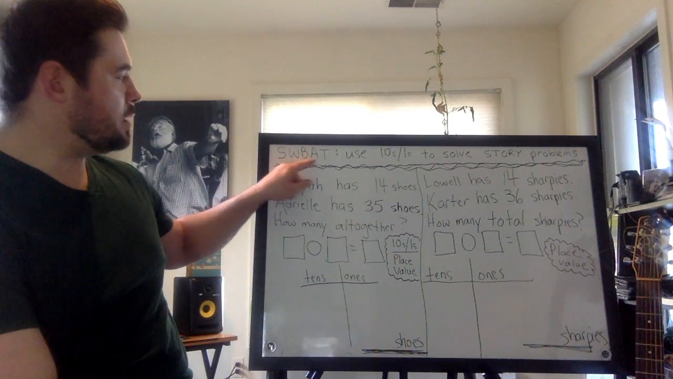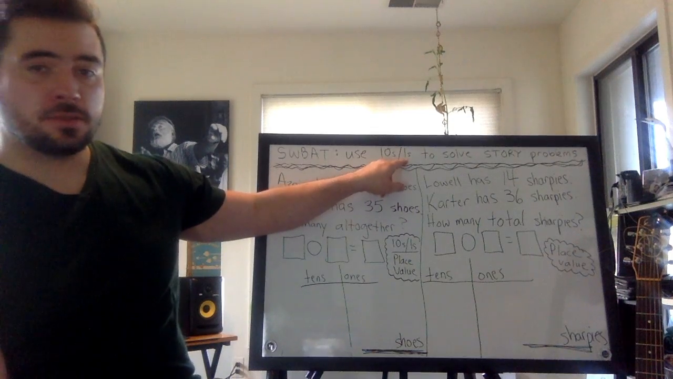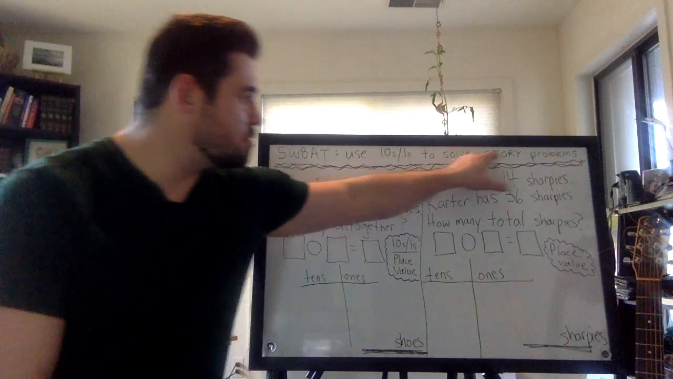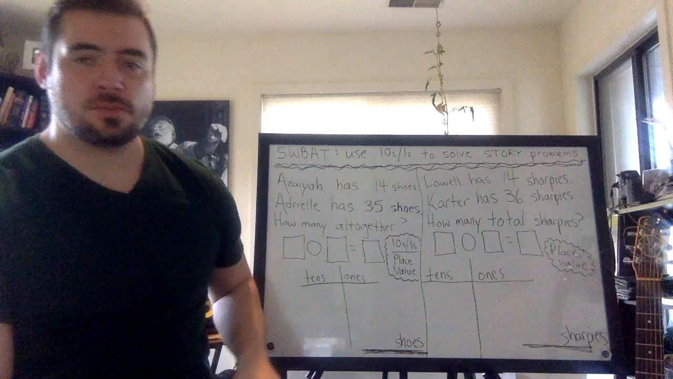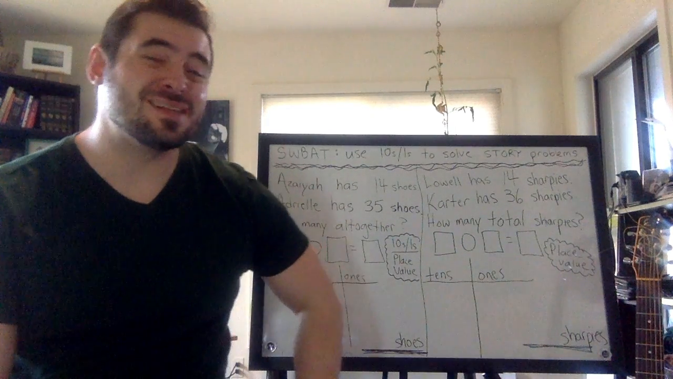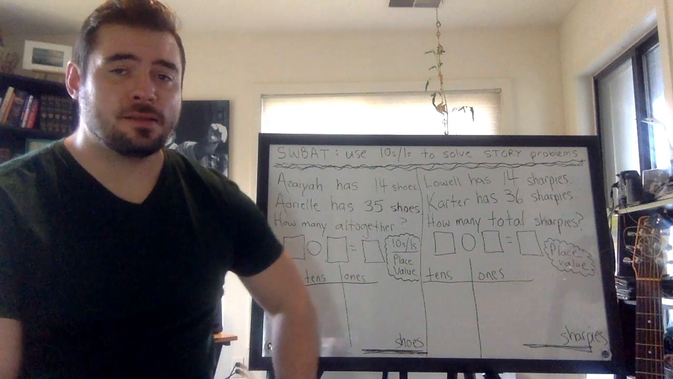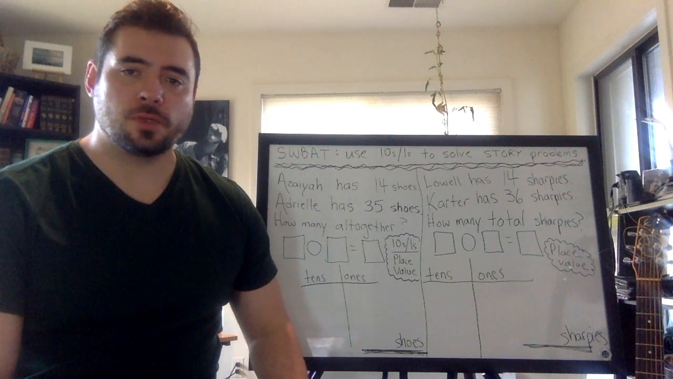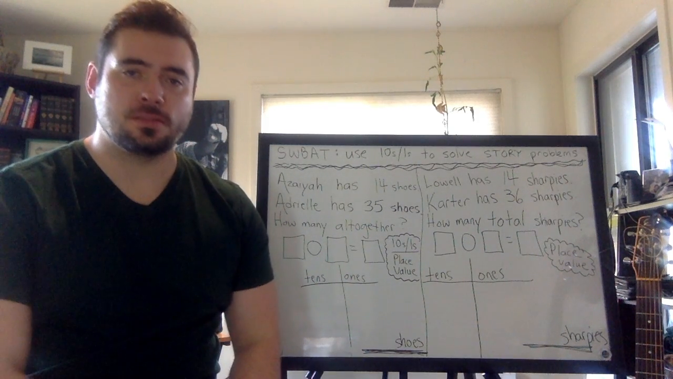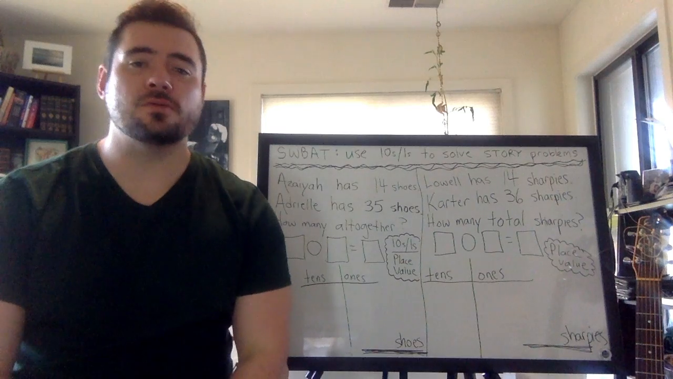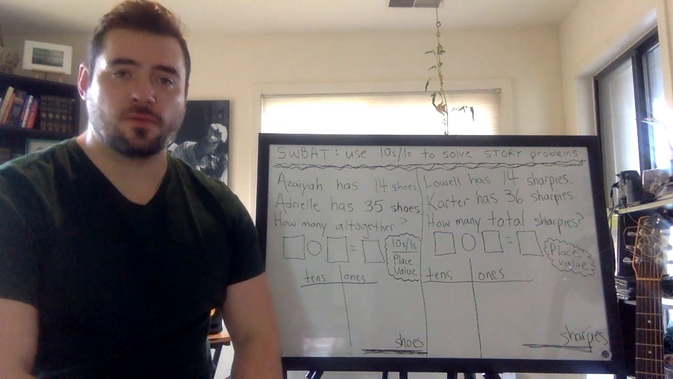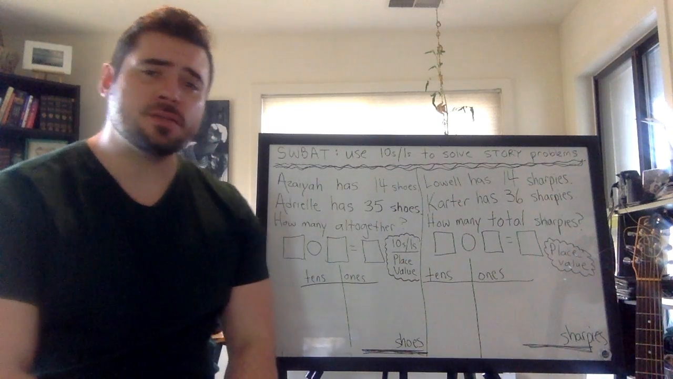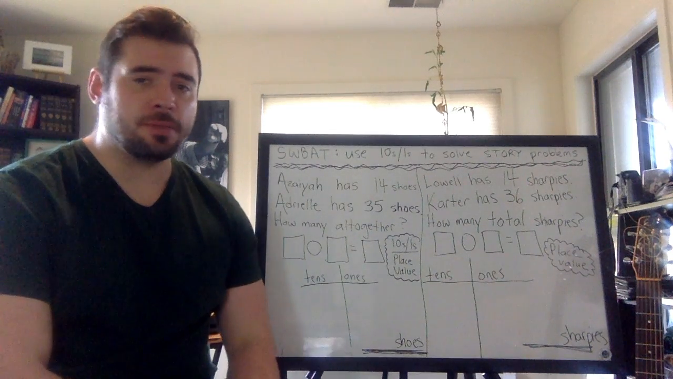Today students will be able to use tens and ones, also known as place value, to solve story problems. These are some story problems that you've possibly been working on in your math journal, and we're going to continue that through our distance learning, something that we did in the classroom. It'll help us get ready for third grade and become awesome at place value.